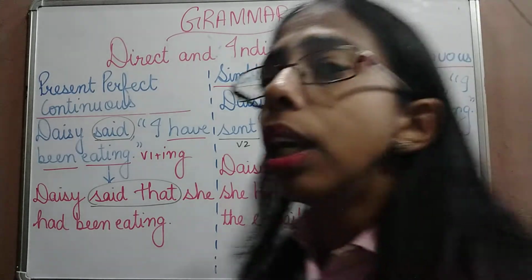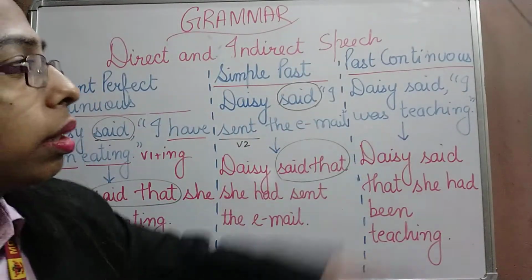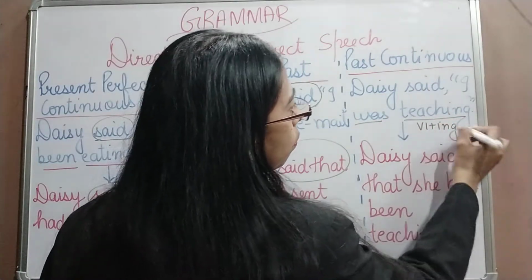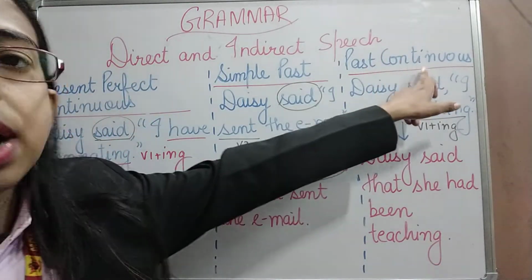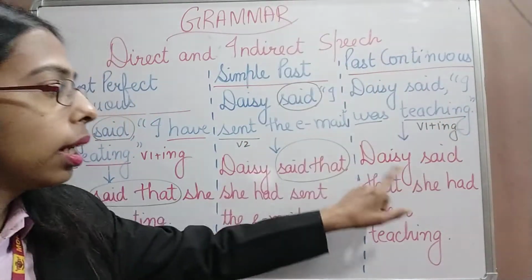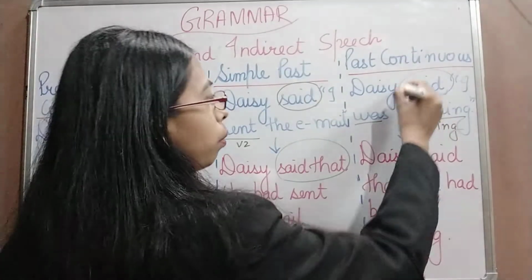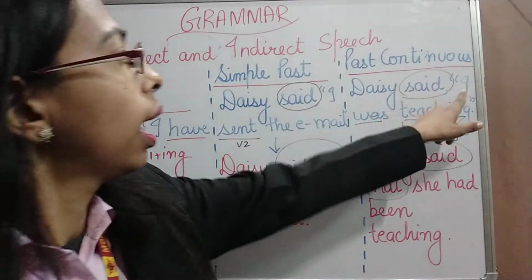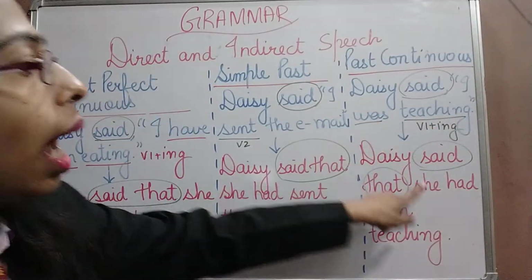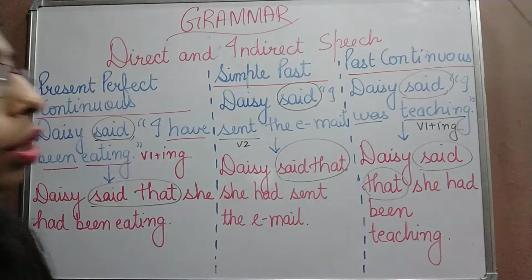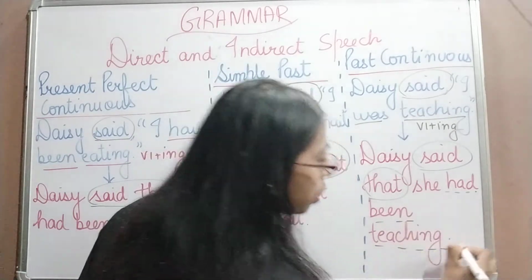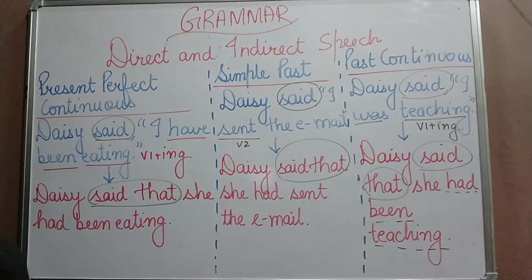Past continuous. Past continuous is was, were plus verb first form plus ing. So, was teaching tells you this is past continuous. Daisy said, I was teaching. Daisy said that. Said will change into said that. Right? Daisy said that she had been teaching. Past continuous, when you change was, you use had been teaching. Means had been. So these are the rules which you have to remember.